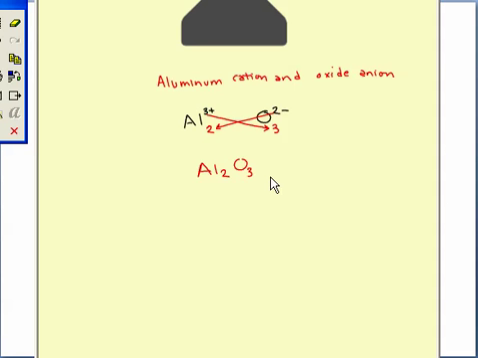And let's check. 2 aluminums means, okay, so 2 aluminum cations for a total of +6 and 3 oxides. Each oxide has a -2, so if I have 3 of them, -6. The total charge from my 2 aluminums and the total charge from my 3 oxides equals 0, which is exactly what I want.